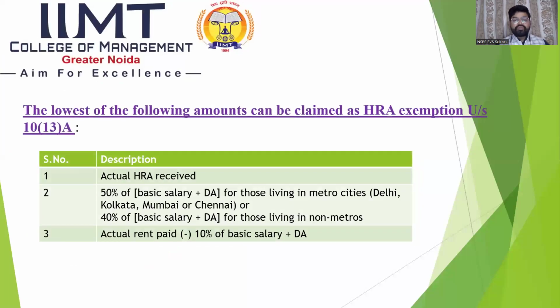The next is the lowest of the amounts that can be claimed as HRA exemption under 10(13A). Here we see the HRA deduction. In the previous slide, we discussed the HRA deduction, which is to be claimed as an exemption by the employee from the income. But how much amount should be exempt by the government? The lowest of the following amounts can be claimed as HRA exemption.